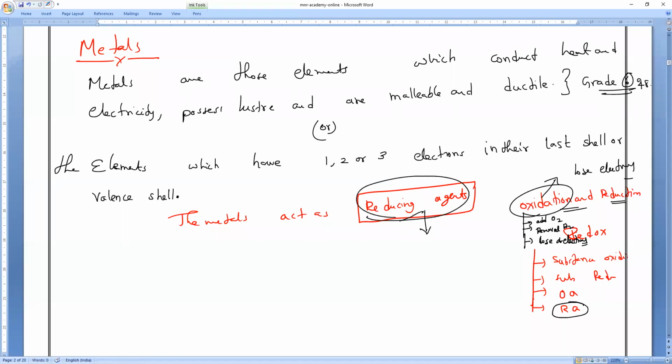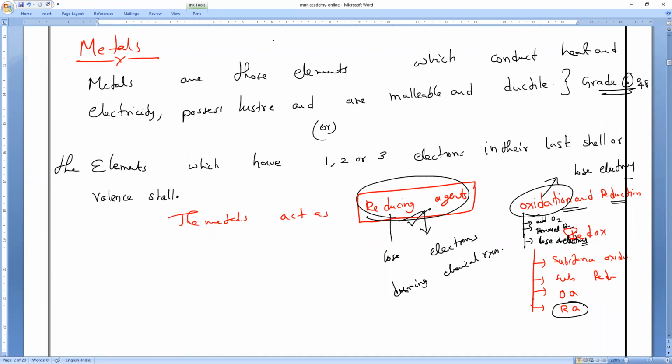But what is the substance that loses electrons? It is the reducing agent. So metals are reducing agents because they can lose electrons during a chemical reaction. Do you all understand, everybody? That is what metals are called.